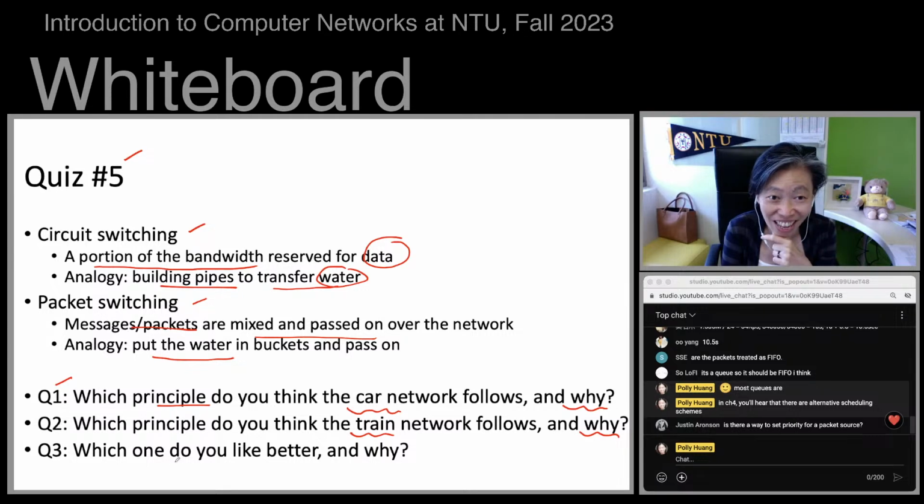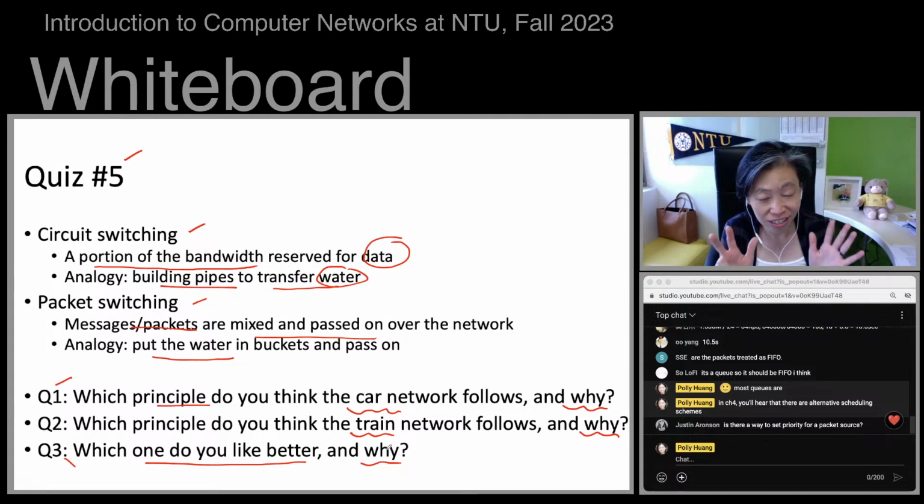And hey, I just asked you, right? Given that example, do you have a certain intuition about which of these principles you prefer? So Q3 is asking exactly that. Which one do you like better, circuit switching or packet switching, personally? And share why you like one of them better. This one is a little bit open-ended. Try to find your team member and strike up a discussion. You will have 8 minutes to discuss, and 1 minute to input the data.